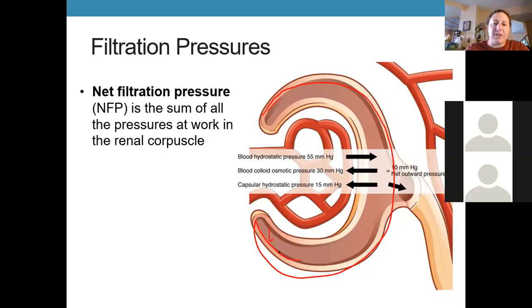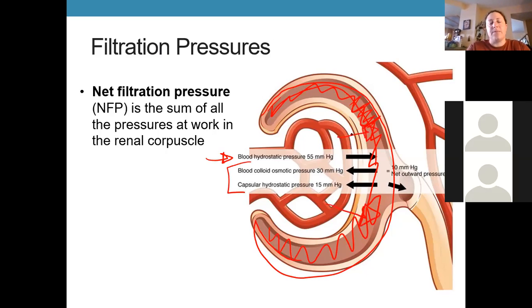So we're trying to fill this space. It's not very big, and so there's going to be pressure as we fill it, right? Like trying to blow air or water into a very small balloon. And so these are the opposing pressures. So as long as this is higher than both of these combined, we're going to actually filter fluid out.